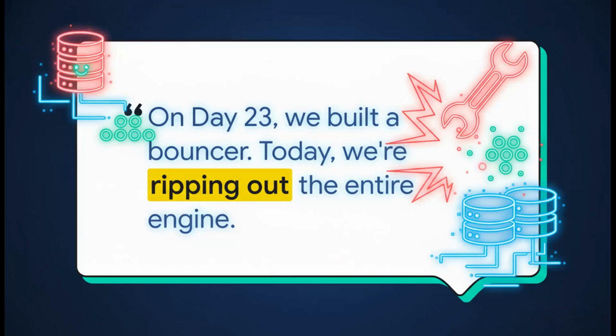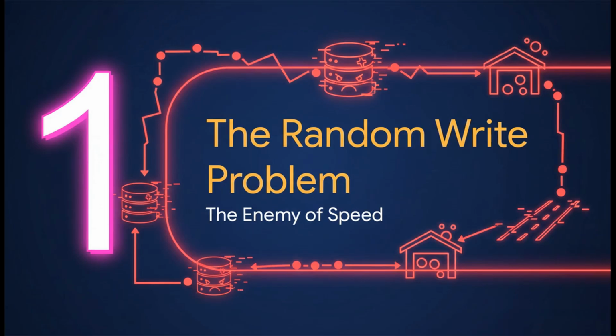Yesterday, we built our Bloom filter, our bouncer, to keep all the bogus requests out. Well, today, we're taking that database it was protecting, and we're throwing the whole thing in the trash. We're going to build something way, way faster. Okay, so let's start by identifying the villain of our story.